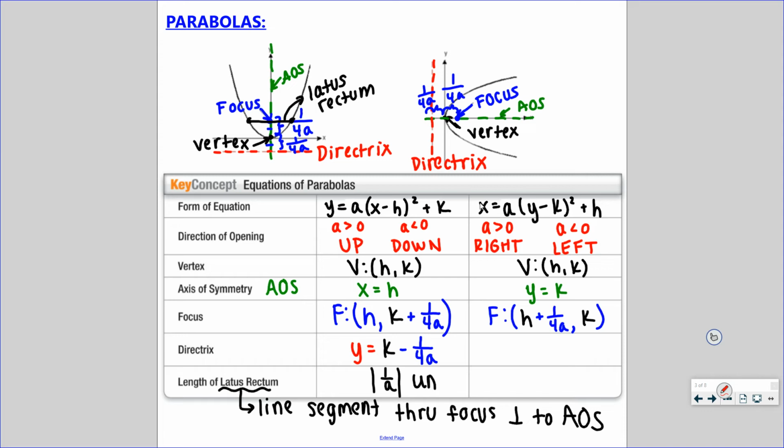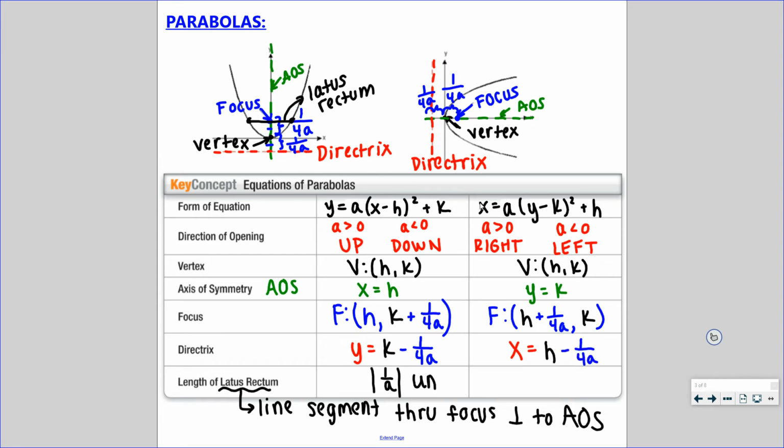The directrix is a vertical line, so it's not going to be y equals, it's going to be what? X equals. Good, Carter. X equals h minus 1 over 4a. Good. Okay, you guys can see it. Minus 1 over 4a.